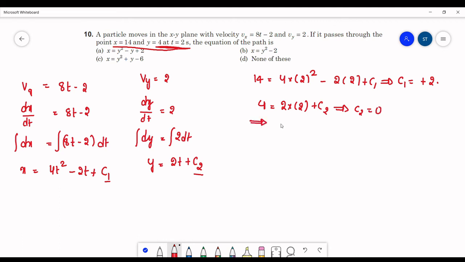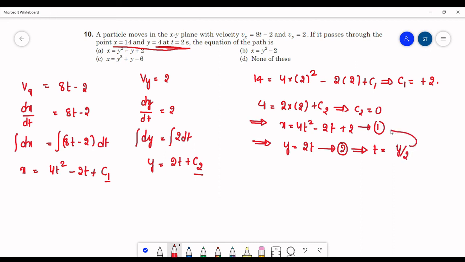X will be equal to 4t square minus 2t plus 2. Let us take this as the first equation. And y will be equal to 2t, as c2 equals 0. Let us take this as the second equation. From the second equation we can write t equals y upon 2. Now substitute t equals y upon 2 in the first equation. So here x will be equal to 4 into t square, which will be y square upon 4, minus 2 into t, which we can write as y upon 2, plus 2.